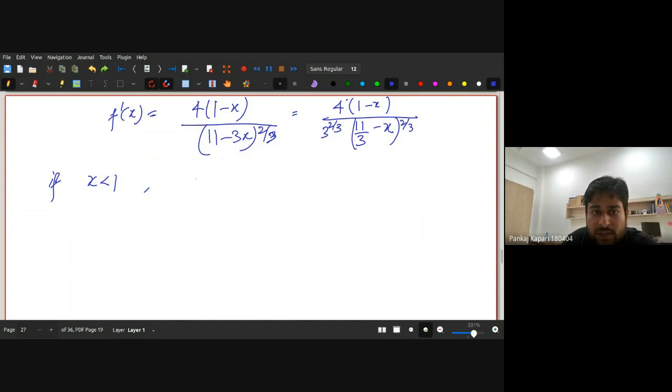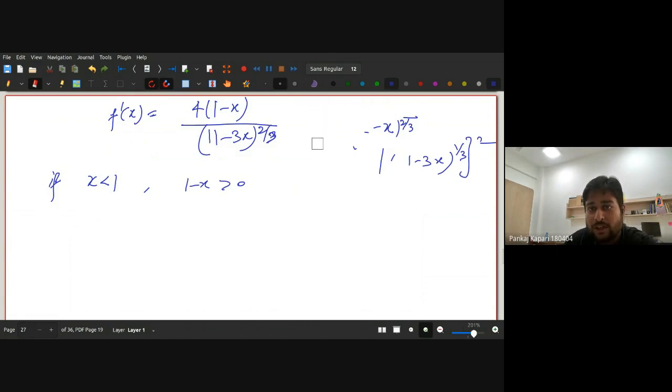So if x is less than 1, you can see that 1 minus x is positive, right? And what about 11 by 3 minus x? We don't have to check the sign of this denominator. Why? Because this is just a square of this thing. In the denominator, because we have a square, we don't have to check the sign, because it will always be positive.